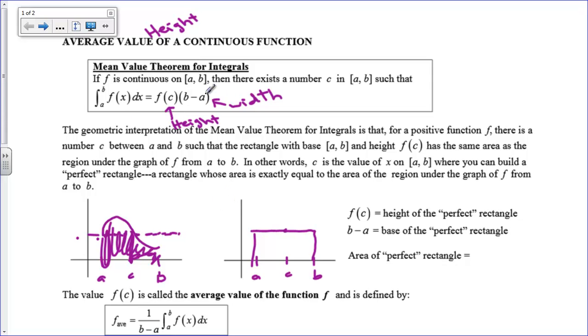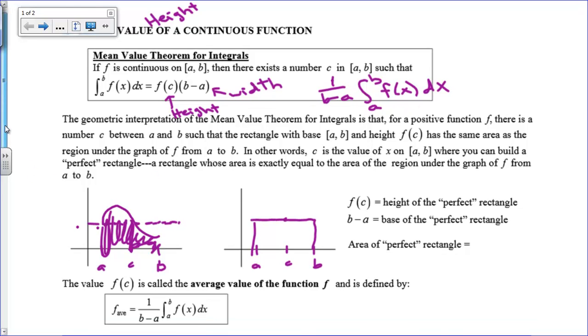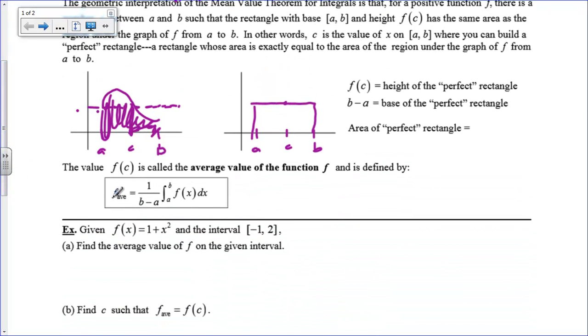Now, because this is a theorem, it's true, which means we can rewrite this and we can actually find the average height or the average value by dividing by b minus a. And probably one of the most used applications of this, if you ever want to find average speed when you're looking at a speed graph, or if you want to find the average value of a stock, if you're looking at the price of that stock's graph, you find the area under the curve and you divide it by the width, and that will give you the average height. And so that's what this formula is right here. The average height, or the average value of a function, is the area under the curve divided by the width.